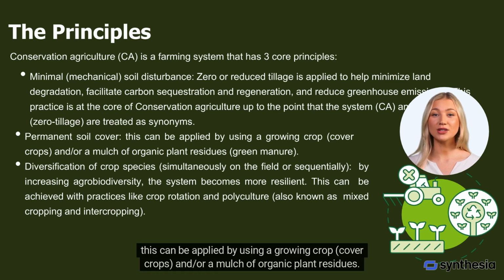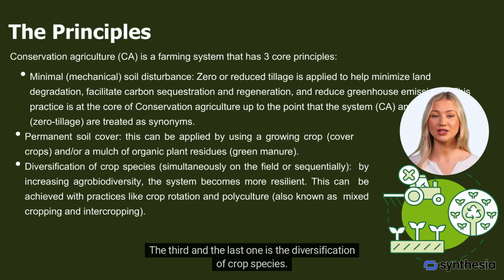This can be applied by using a growing crop, cover crops, and/or a mulch of organic plant residues. The third and the last one is the diversification of crop species. By increasing agrobiodiversity, the system becomes more resilient. This can be achieved with practices like crop rotation and polyculture.